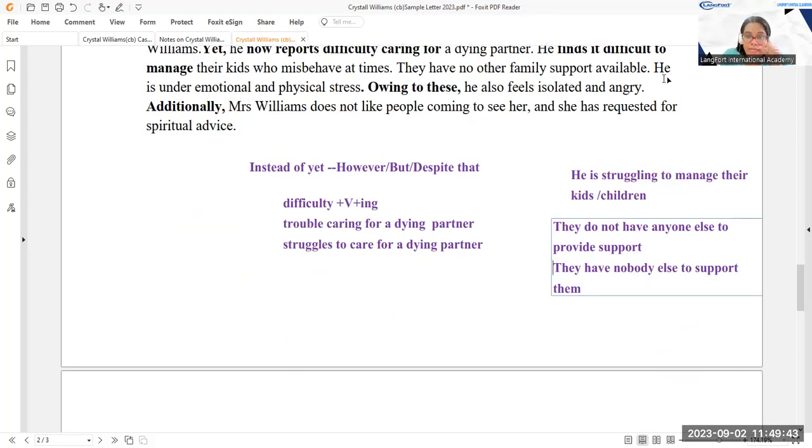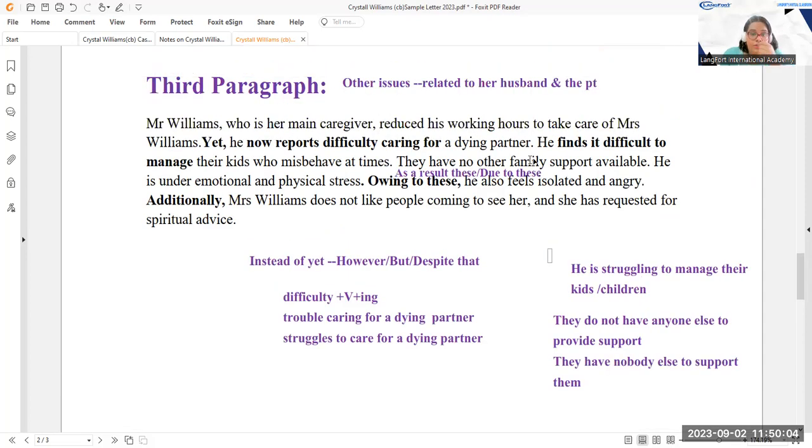Then I've said he's under emotional and physical stress owing to these, or I can say as a result of these, because of all these things, or I can say due to these. How does he feel? He feels isolated and angry. He's struggling a lot. He's not able to help his wife. He's not able to take care of a dying partner. He's finding it difficult to manage his kids. They do not have anybody else to help them. He's under a lot of stress.